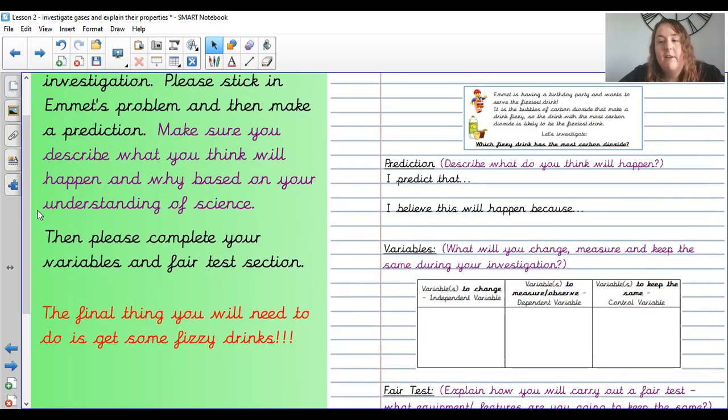Then your control variable at the end, what are you going to keep the same? Think about maybe having the same amount of liquid, all 500 milliliters, all 100 milliliters, depending how much you can have. Think about how you're going to weigh them and whether it's a fair test if you keep the same scales or a different pair of scales. Maybe think about how long you're going to be shaking it for. Is it fair to shake one for a minute and one for 10 minutes?